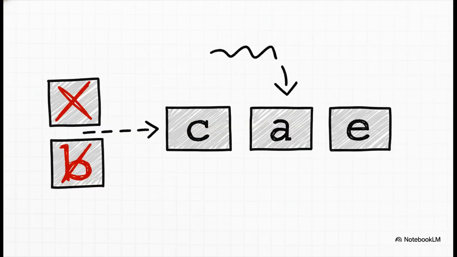Okay, now for the really crucial part. We look at the next job, D. It has a profit of 25, but its deadline is 1. Slot 1 is already taken, so we have to skip it. We just can't do it.